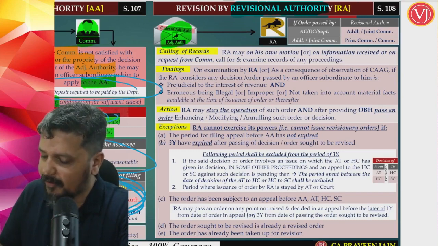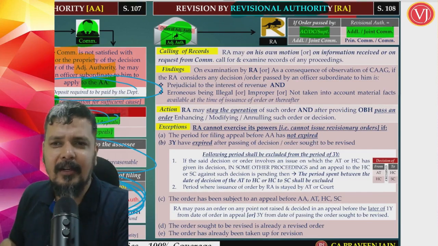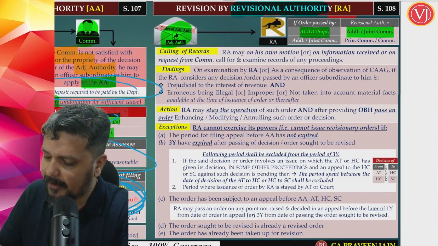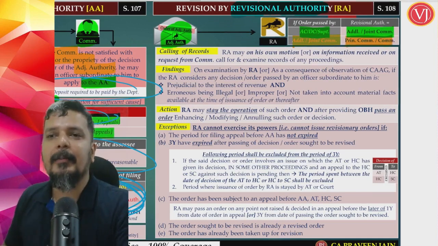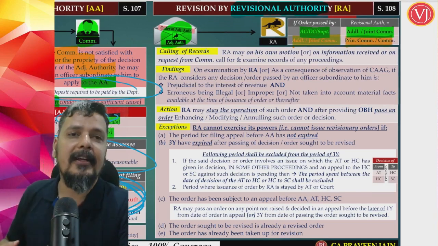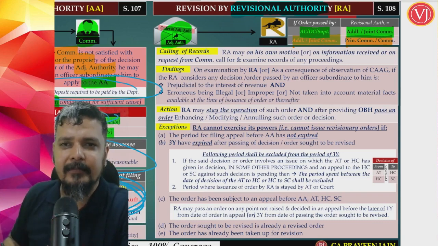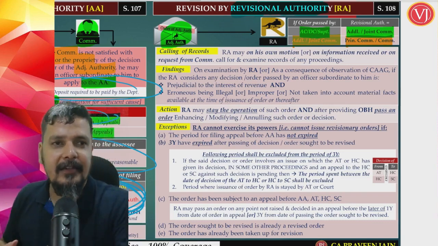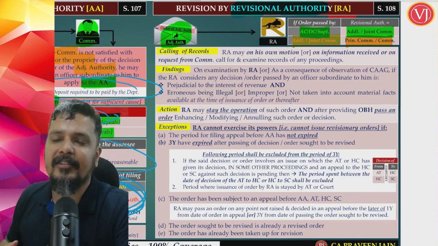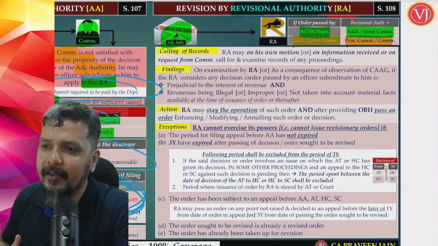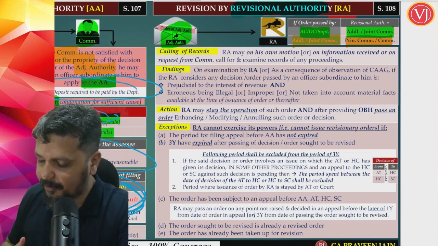If the order was passed by AC, DC, or superintendent, the revision authority will be additional commissioner or joint commissioner. If the order itself was passed by additional commissioner or joint commissioner, then it will be principal commissioner or commissioner. See, revision authority is not appeals authority, so you will not have the bracket appeals. If the officer himself is joint commissioner or additional commissioner, then revision will be done by commissioner or principal commissioner.